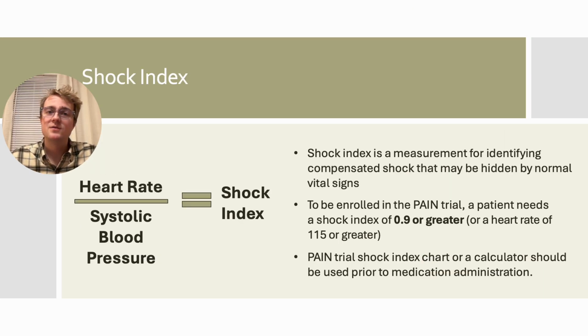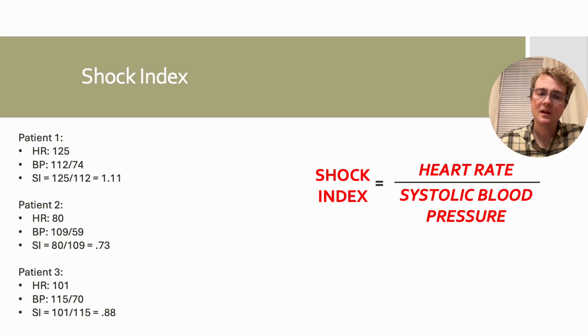So if you have a patient who you think might be a good candidate for the pain study, but they have a heart rate that is less than 115, you will need to do a little bit of math to calculate their shock index. So we'll go through some practice for that on the next slide. For patient 1, they have a heart rate of 125, a BP of 112/74. So they have a heart rate of 125, so we can just stop right there. Their heart rate is equal to or greater than 115, so we don't need to calculate the shock index. That patient is eligible for the study, assuming they meet all other inclusion and exclusion criteria.